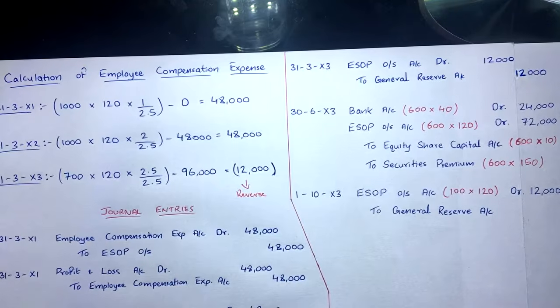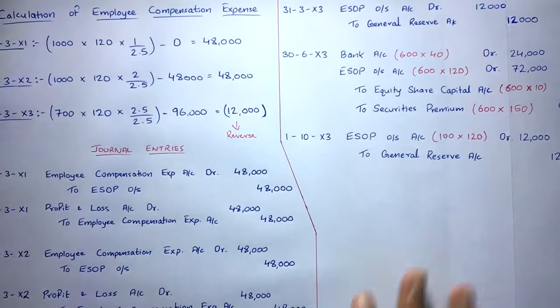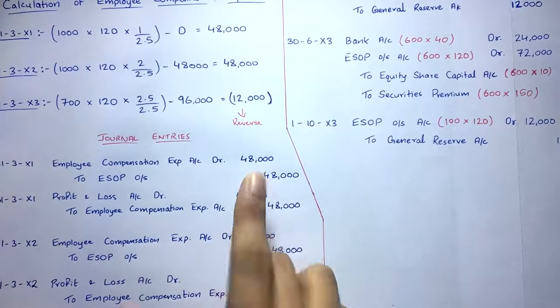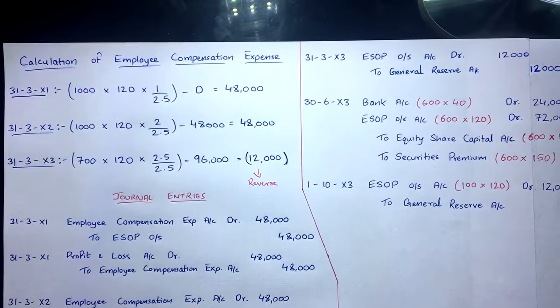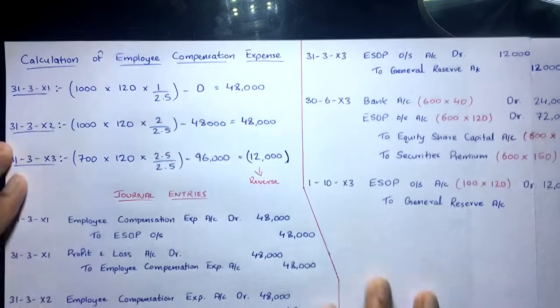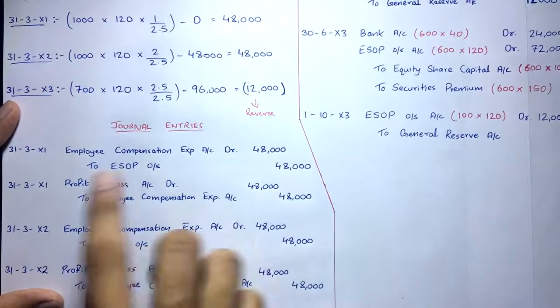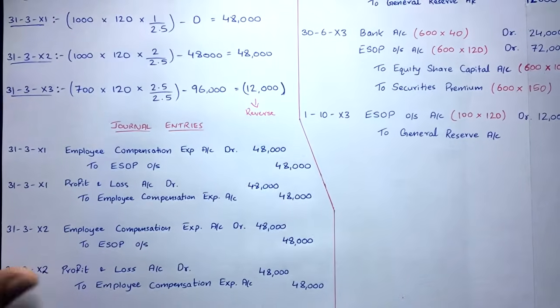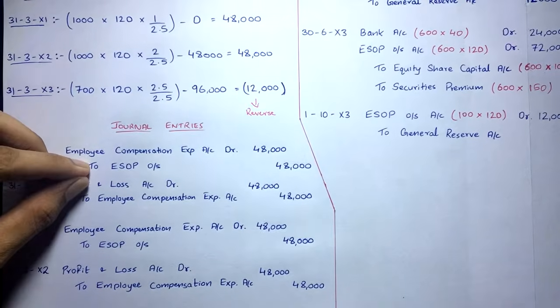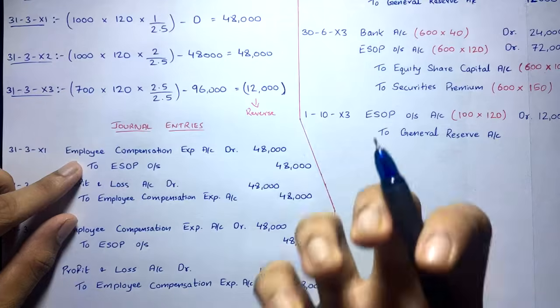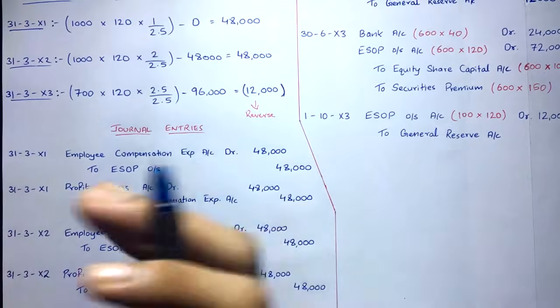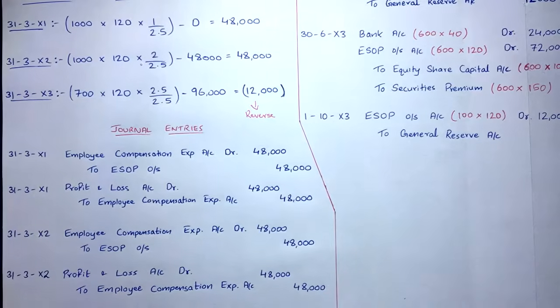Now go to the journal entries, simple journal entries. I have already explained the journal entries to you. Employee compensation expense account, debit 48,000. We are recording the expense. You have done the calculation. If you have done the calculation, the entire problem is done. You just need to know the debits and credits. That's all. See here, employee compensation expense account, debit 48,000 to ESOP outstanding 48,000. At the end of the first year you're doing this, 31st 3x1. You recognize the expense, recognize the liability, because you're not giving anything or paying anything. So you have an obligation to give shares to the employees in future at low prices. So now you have to make a reserve for that, ESOP outstanding. Yeah, it's like that.